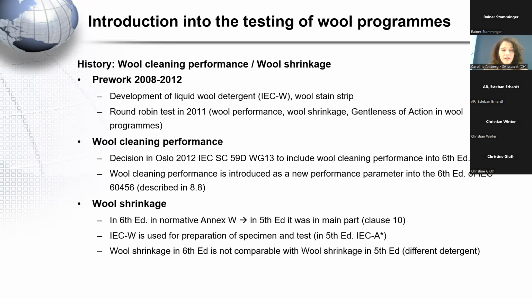Then, as I said before, because we have a new detergent, this ICW, this new detergent will be used for preparation of the wool shrinkage specimens and also for the test. And before, in the 5th edition, it was ICA Star, which was used for this purpose. So this means that wool shrinkage, according to the 6th edition, is not comparable with the wool shrinkage according to the 5th edition because a different detergent is used.